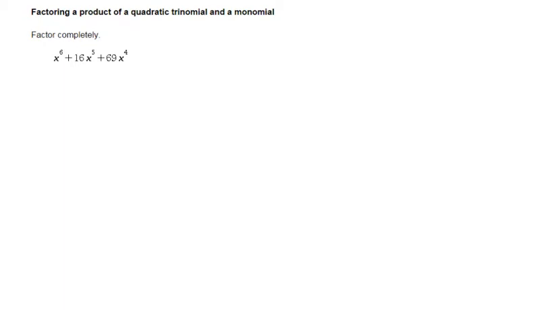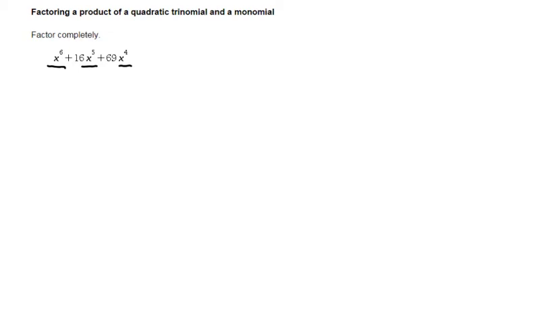So this problem is asking us to factor completely. The first thing I look for when I try to factor a polynomial is a common factor. And here indeed I see that I have an x in each term, so that means that there is a common factor of x that I can factor out.